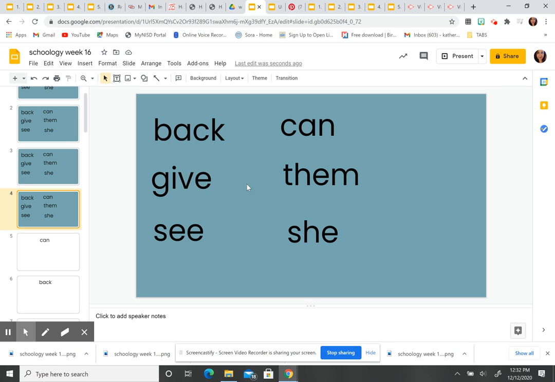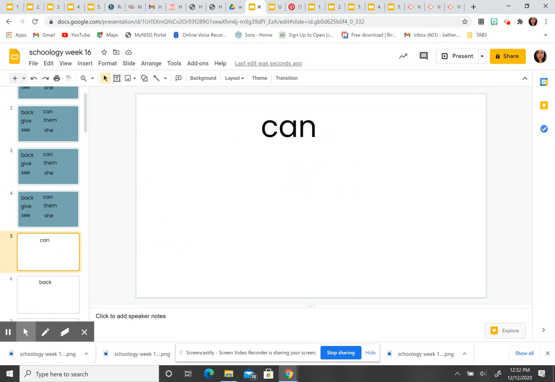Boys and girls, here is the list that we have for our words this week. Again, we have back, give, see, can, them, she. And so we're going to use some of these words to help us write and read new words. So go ahead and get your journal and get your pencil. And when you're ready, come back and hit the play button and we will get started.